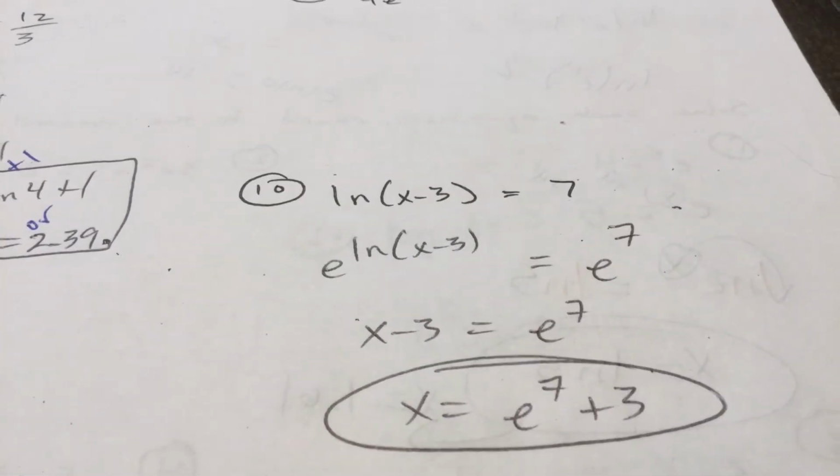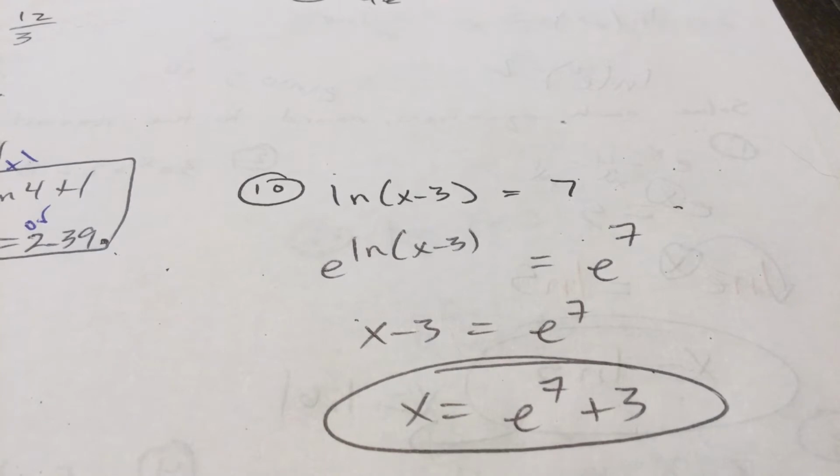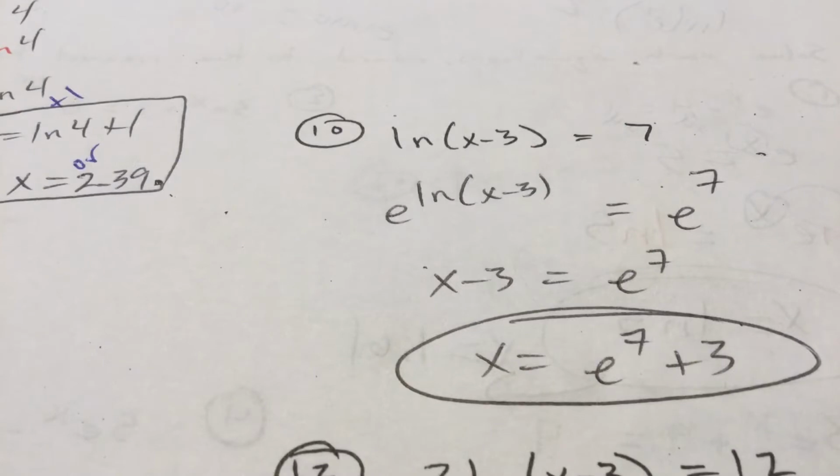Take a look here on 10. Folks, if I have natural log all by itself, the way to get rid of natural log is to attach e as the base.